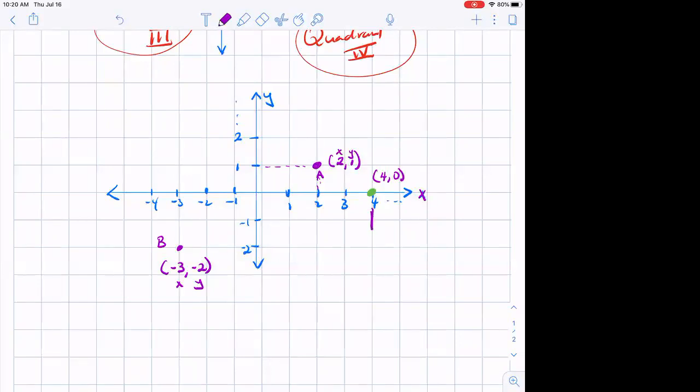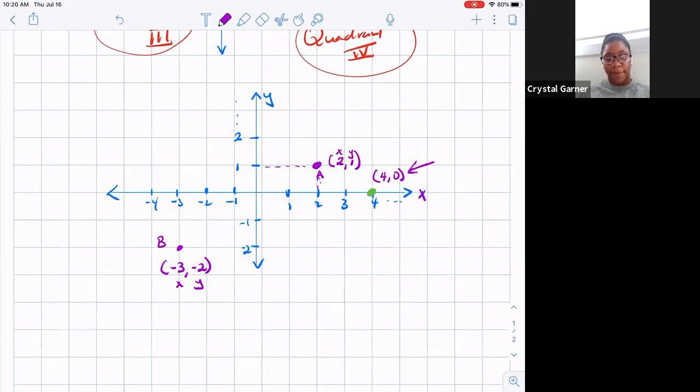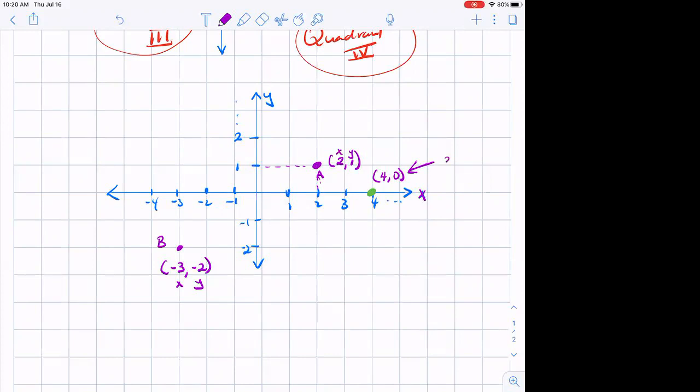Now this point here is a special point. Does anyone know why I say it's special? Because it's on the x-axis? Very good. This is an x-intercept. Any point that's located on the x-axis is called an x-intercept. A little note, you will notice that for an x-intercept, the y value will always be 0, okay?